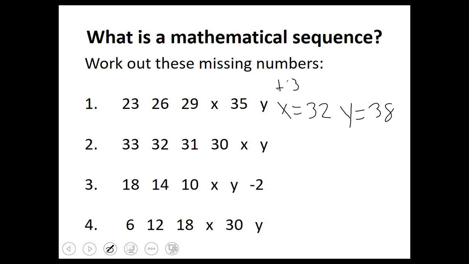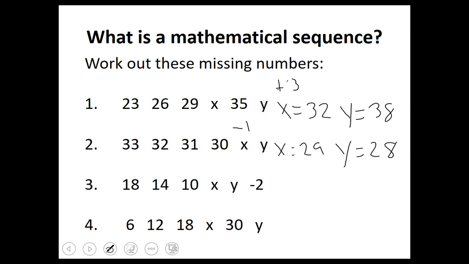And again, relatively simple things you're able to figure out just using mental math and common sense and not really having to do any calculations or formulas. In number 2, the pattern appears to be that you're going down by 1. So instead of adding a value, you are subtracting a value. So if you're subtracting 1 every time, that would, of course, be 30 minus 1 to give you a value of x equals 29. And then subtracting 1 again would give you a value of y equals 28.